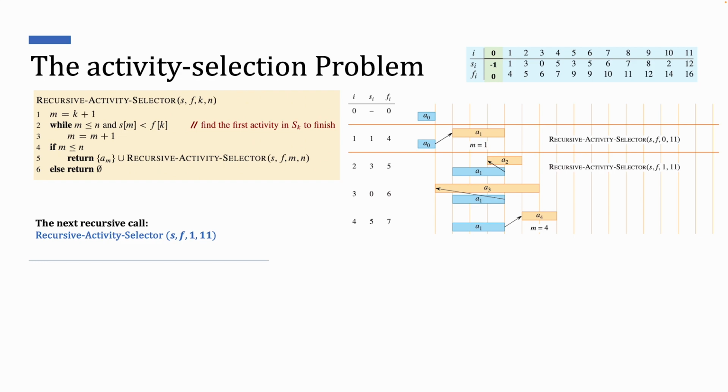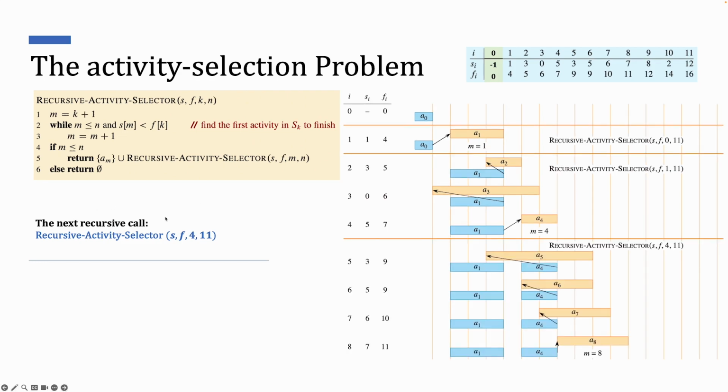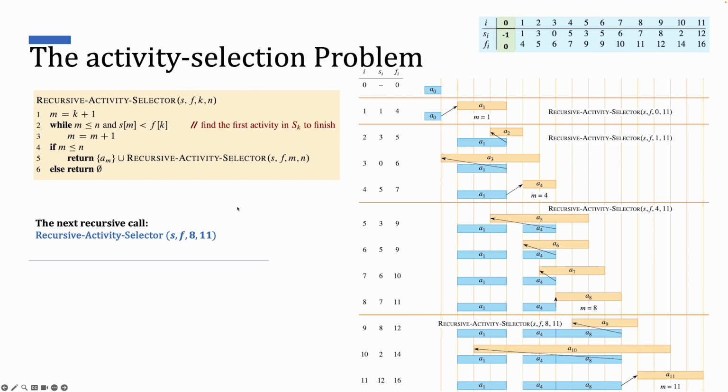So we pick a4, and then we make the next recursive call, which in this case is for k equal to 4, and we keep searching. We start from a5, which is not compatible with a4, then a6 and a7, not compatible, and then we find a8, which is added to our optimal set of activities. If you want to do one more step, we do another recursive call for k equal to 8, and that gives us a11 as the next entry to the optimal set.